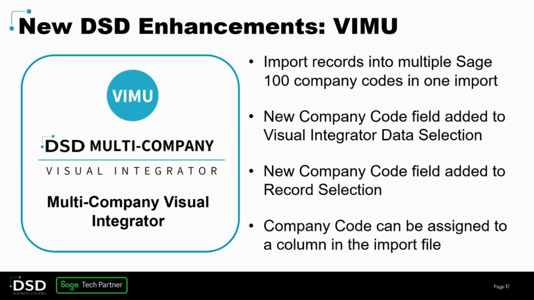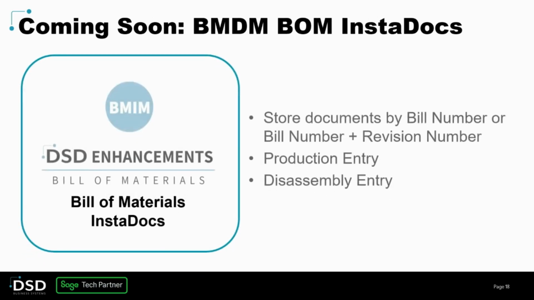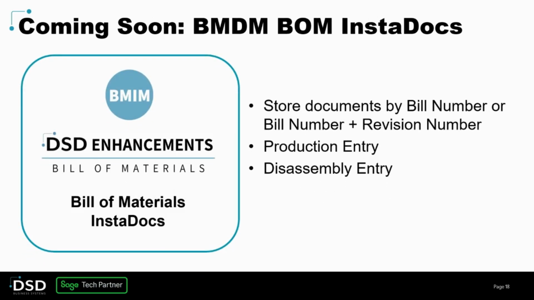All right, next we have some products that we are in development on and that will be released in Q1 of 2026. The first is the bill of material Instadocs. This is our newest module that we're adding to our suite of Instadocs modules. It allows you to store documents by bill number in bill of material maintenance, and you also have the functionality in production entry and disassembly entry.